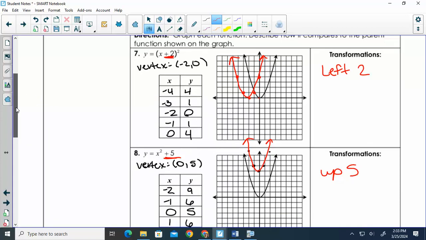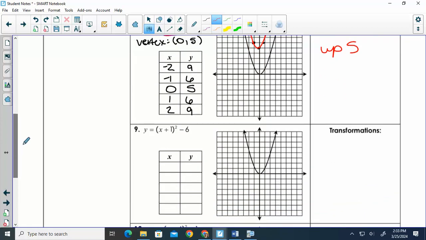We are going to do one final problem for today. Let's make a prediction. What do you think that plus 1 will do to my graph? Left one. All right, what do you think the -6 will do? Down 6. Let's see. All right, so my vertex would be what? (-1, -6).